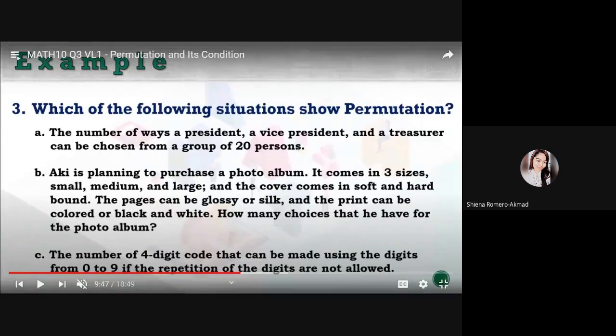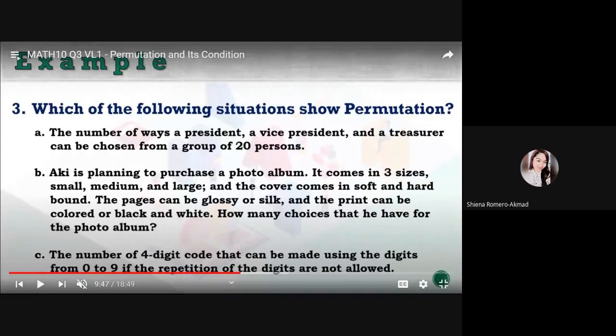Megan? The number of 4-digit code that can be made using the digits from 0 to 9 if the repetition of digits is not allowed. Okay. So as you can see, the 3 situations give different situations. Alin kaya dyan yung sa tingin ninyo permutation?